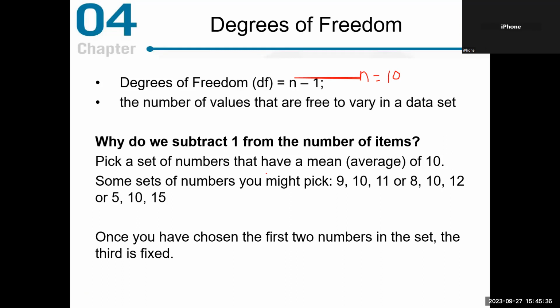Okay. So if I'm talking about degrees of freedom for this example, what would be my degrees of freedom for n equals 10? What would be degrees of freedom?